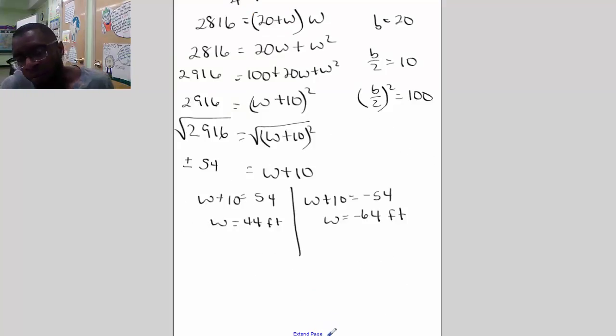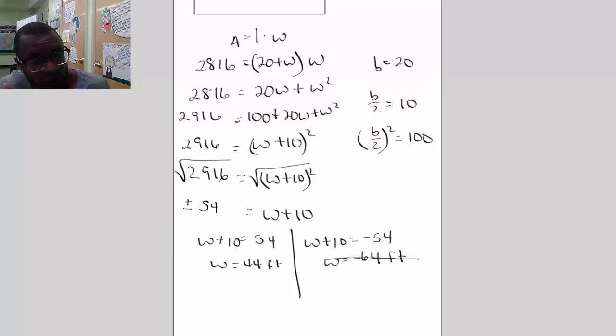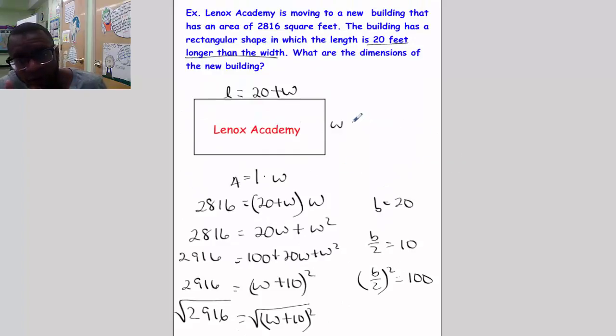Now, because we're dealing with a distance, we cannot use a negative distance, so we disregard the negative 64 feet. So our width in this case is going to be 44 feet. And our length is going to be 20 more than that, which will give us 64 feet. Okay, and so we found the dimensions of the new building that we want, that has an area of 2,816 square feet. Okay, and that is the end of today's lesson.